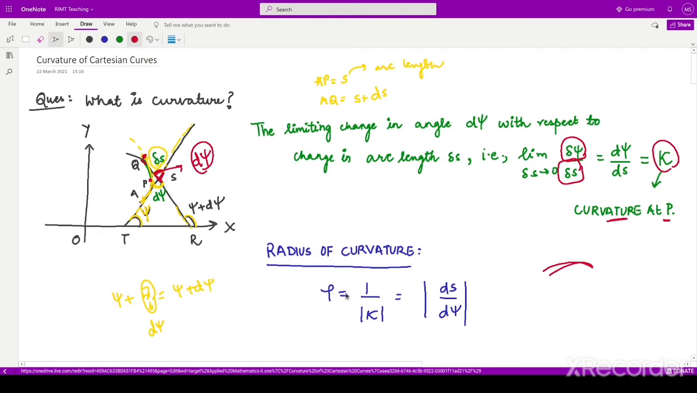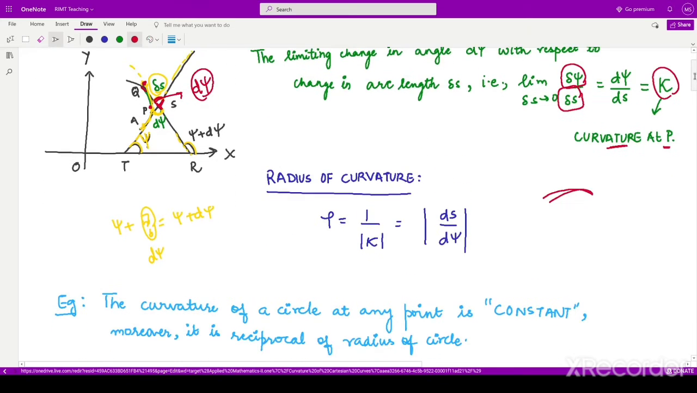And how can we calculate the radius of curvature? It is calculated by taking the reciprocal of this curvature. So it is 1 by modulus of this kappa. So you can substitute the value of kappa here. So it would be d psi by ds, and it will be reciprocated.